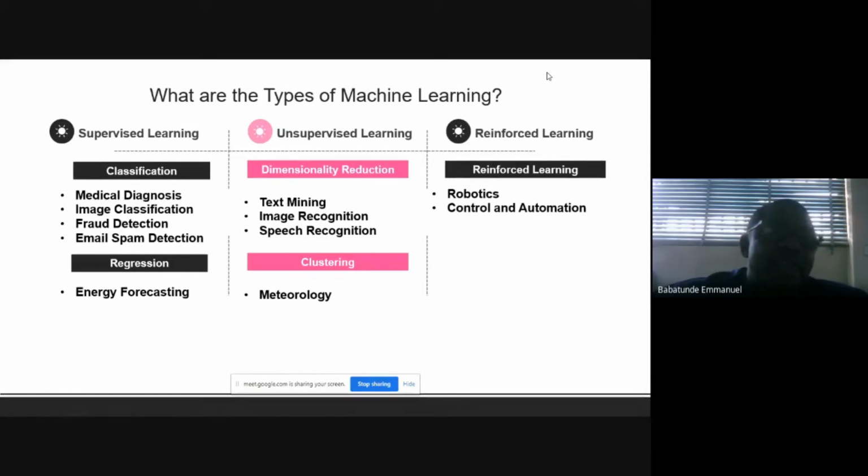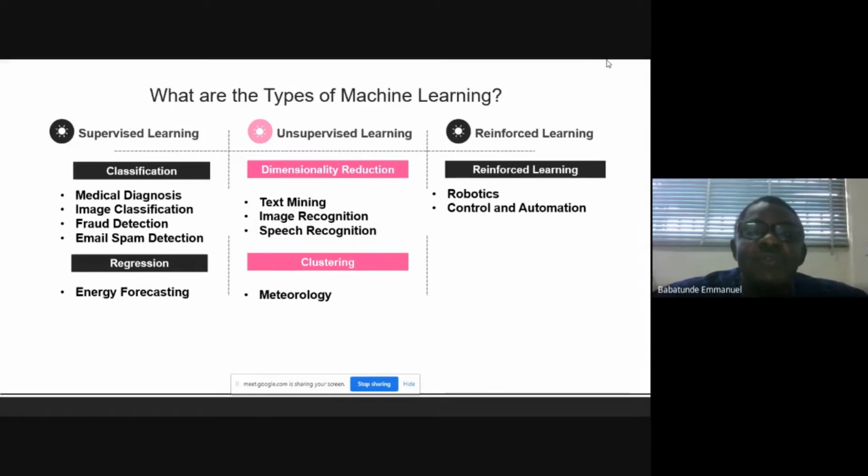Now, in which learning problems do we apply supervised learning? Supervised learning is applied in classification problems. It is applied in regression problems. An example of a classification problem includes medical diagnosis, which this presentation is going to focus on, image classification, fraud detection, email spam detection. An example of a regression problem is energy forecasting, which involves being able to predict load demand in the power sector, and all of that, vis-a-vis the weather, the situational circumstances upon which the load is demanded.